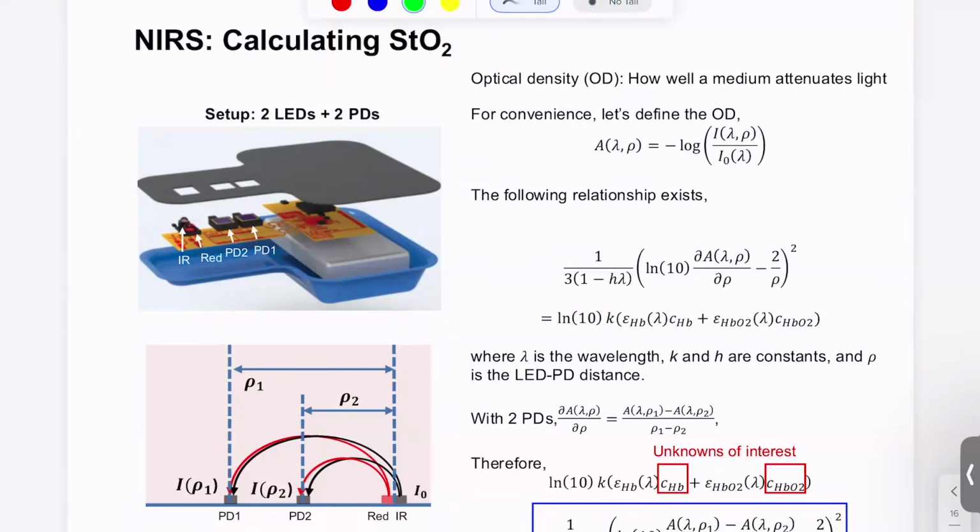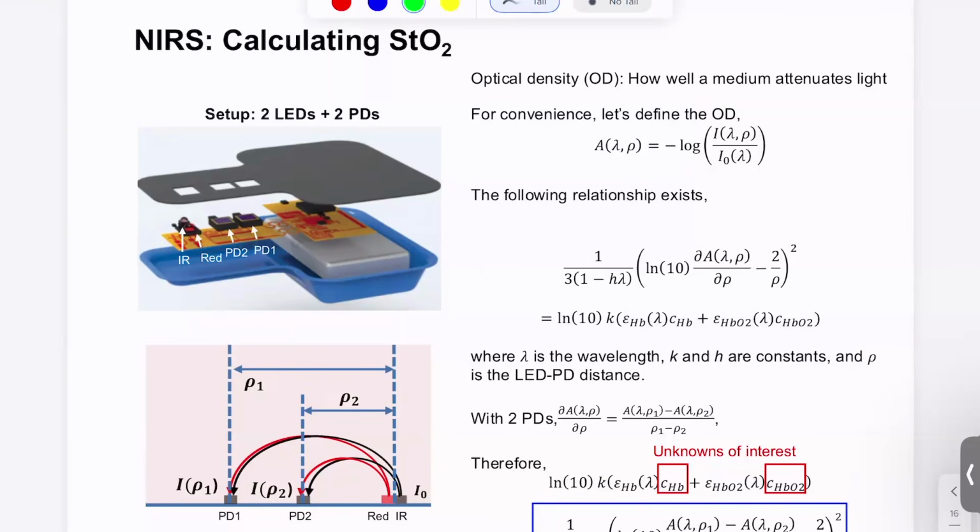Okay, so we get the approximation of the derivative. Then we plug this in, and we get this equation again. In this equation, we have two unknowns, the concentrations. Then on the right, this is essentially our sensor data. We have H, a constant, the wavelength, and optical density. Optical density we can get from our light intensity. So the term on the right is essentially our sensor data. So again, two unknowns, one equation.